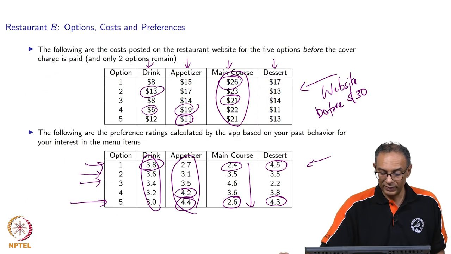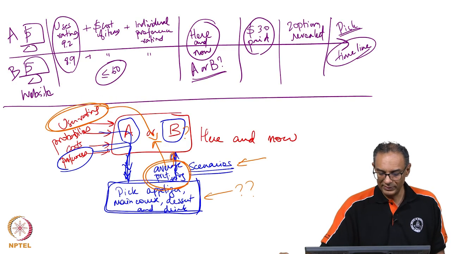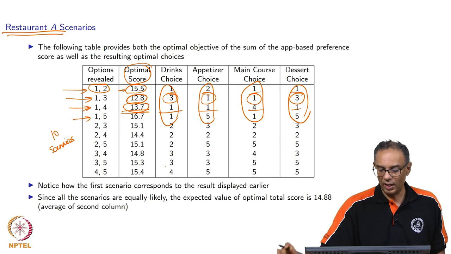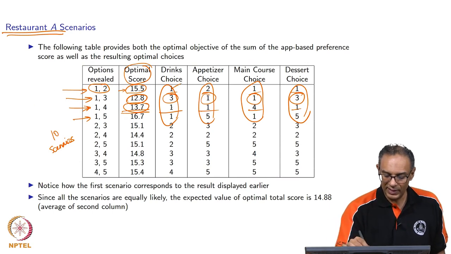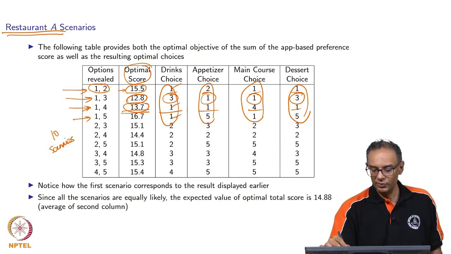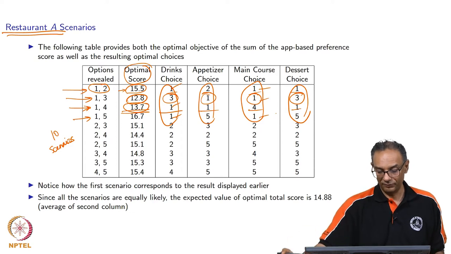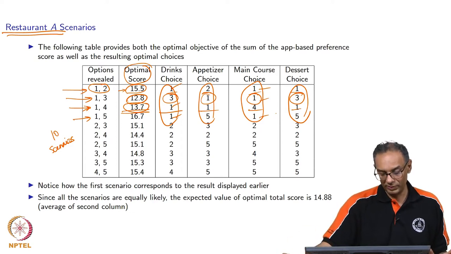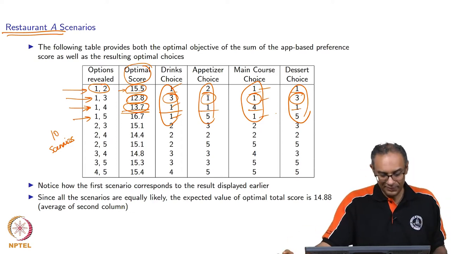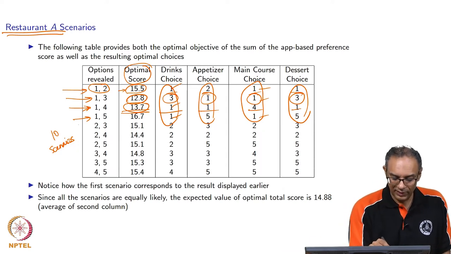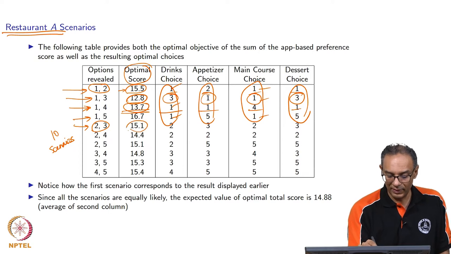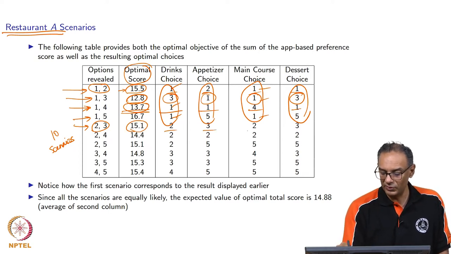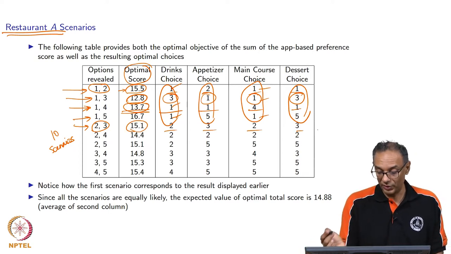Now, if you look at it, the drinks and main courses, more often than not, if you see 3 out of the 4, you do pick it as the main one, okay? Only in 2 other cases, you don't. Which kind of makes sense, okay? Now if you look at the options without a 1, so let's say 2 and 3 get revealed, similarly you get a number 15.1, and then you would use these 4 as your 4 choices, okay?